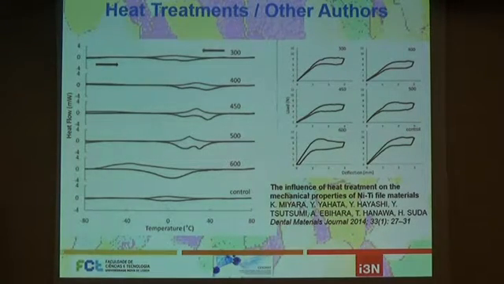So we followed this trend, and nowadays, this is just one example. There are a lot of situations where people are trying to find out what's going on when you heat treat endodontic files. As a matter of fact, looking at some of this data published in the literature, we found that there were two types of problems.